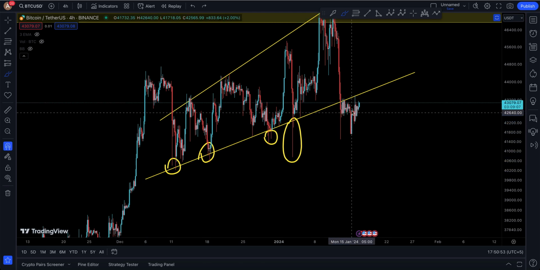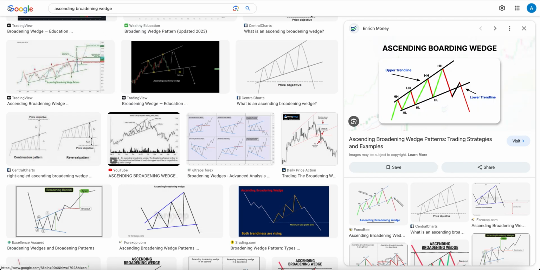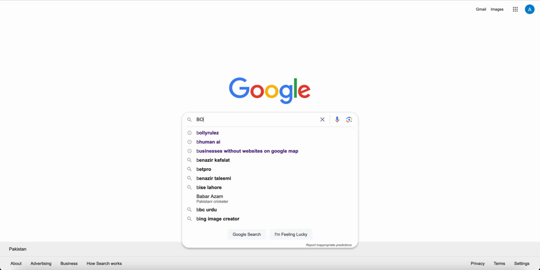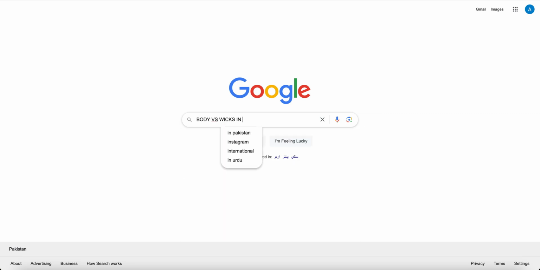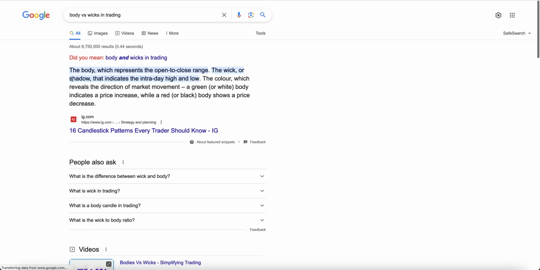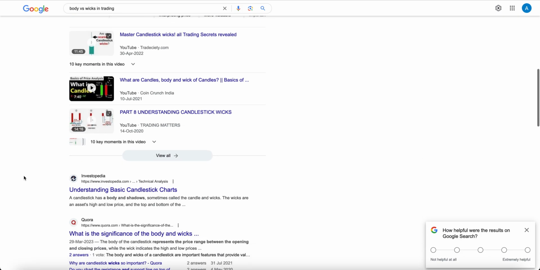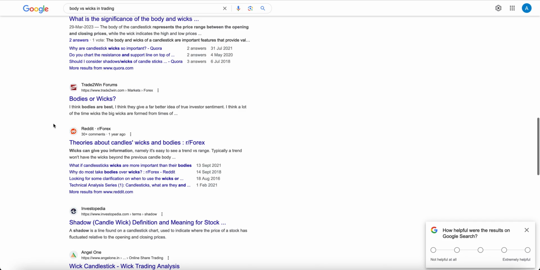A lot of people have debate. I've seen so many articles on the internet. So if we go on to Google, let's actually do this a little bit more in detail so that we can get our concept much better. So I may actually write body versus wicks in trading. The body represents the open to close range, the wick or shadow indicates, we do know what this is. Body versus wicks, understanding basic analysis, the significance of bodies or wicks, right?